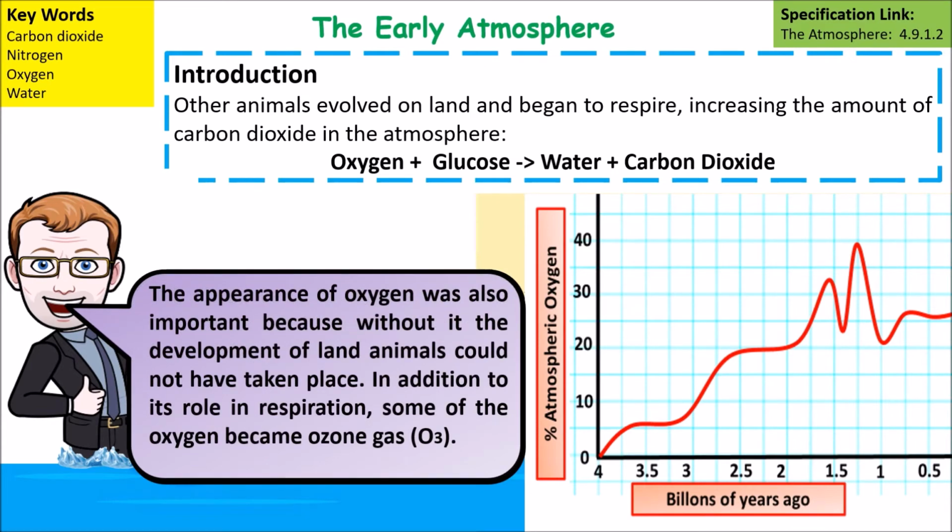The appearance of oxygen was also important, because without it the development of land animals could not have taken place, right? Because we need oxygen for respiration. Some oxygen also became ozone, which formed the ozone layer, which is important at reducing the amount of UV that reaches the surface.